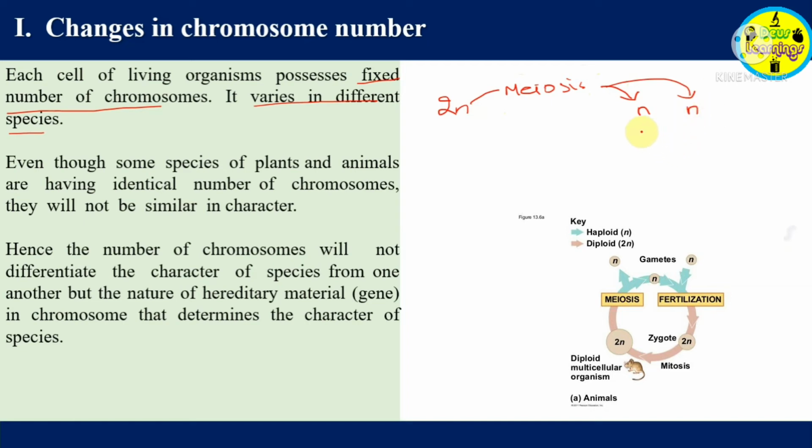And what happens in syngamy? In syngamy, these haploid cells from a male and a female fuse, and they restore the diploid condition. These things happen over the period again and again, so the number of chromosomes is maintained.